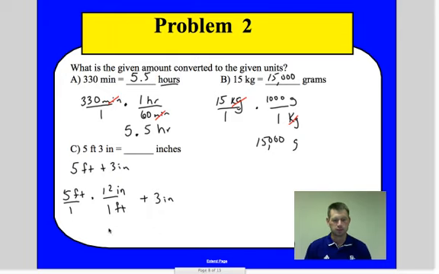5 times 12 is 60. Again, feet over feet is going to cancel out, and we're left with inches, plus 3 more inches, which means 5 foot 3 inches is actually 63 inches total.